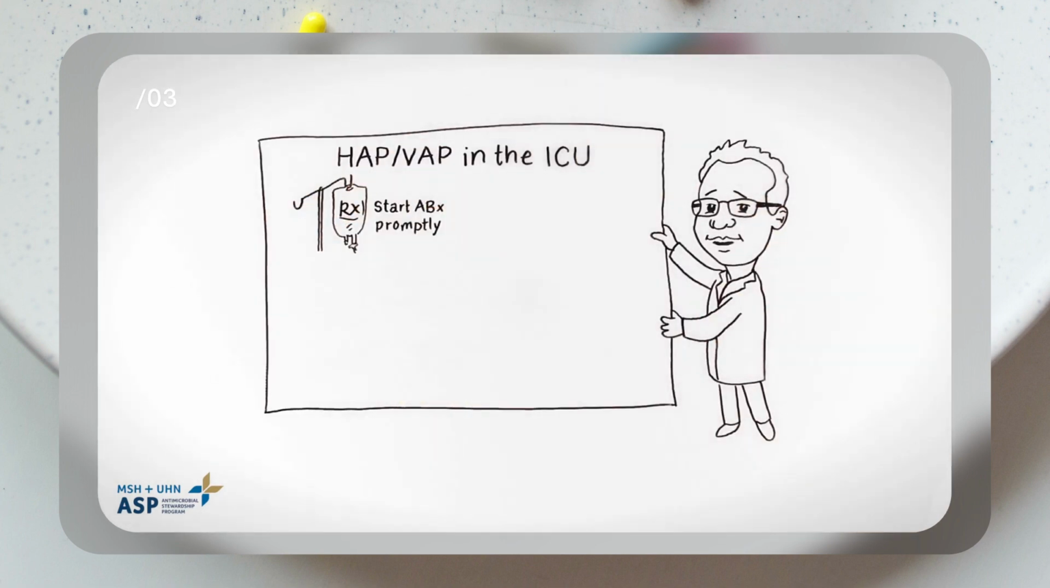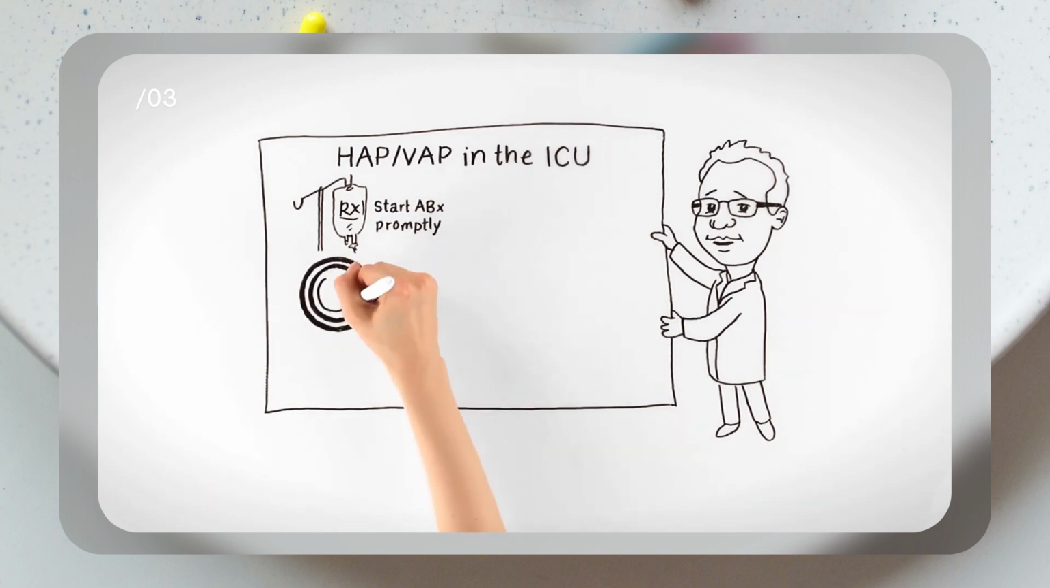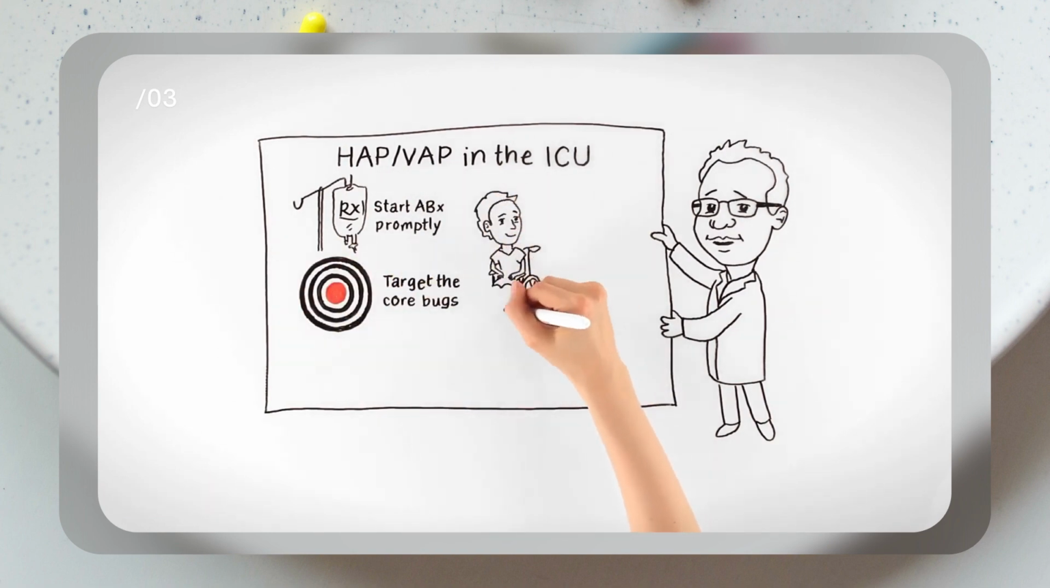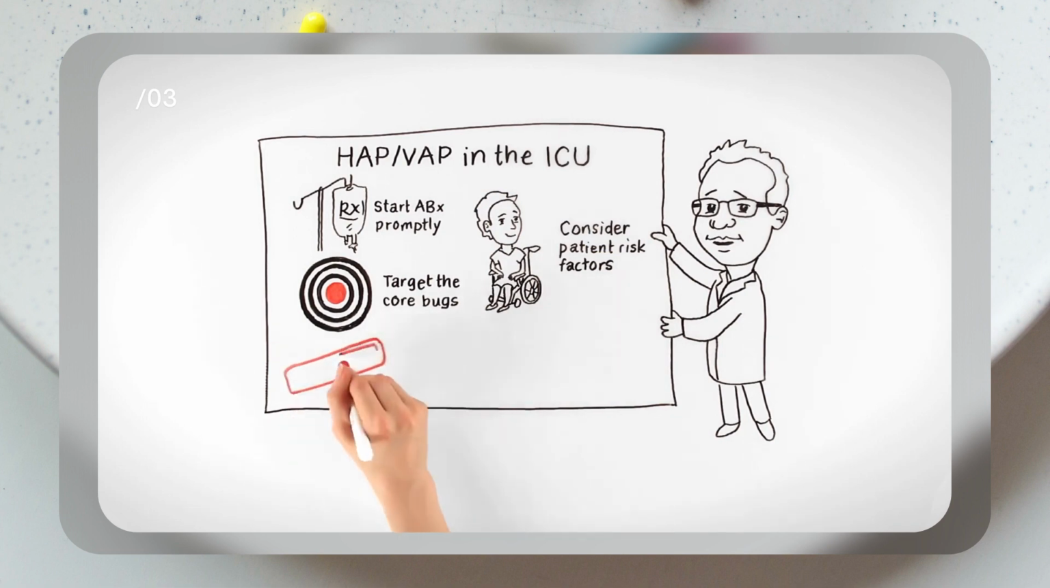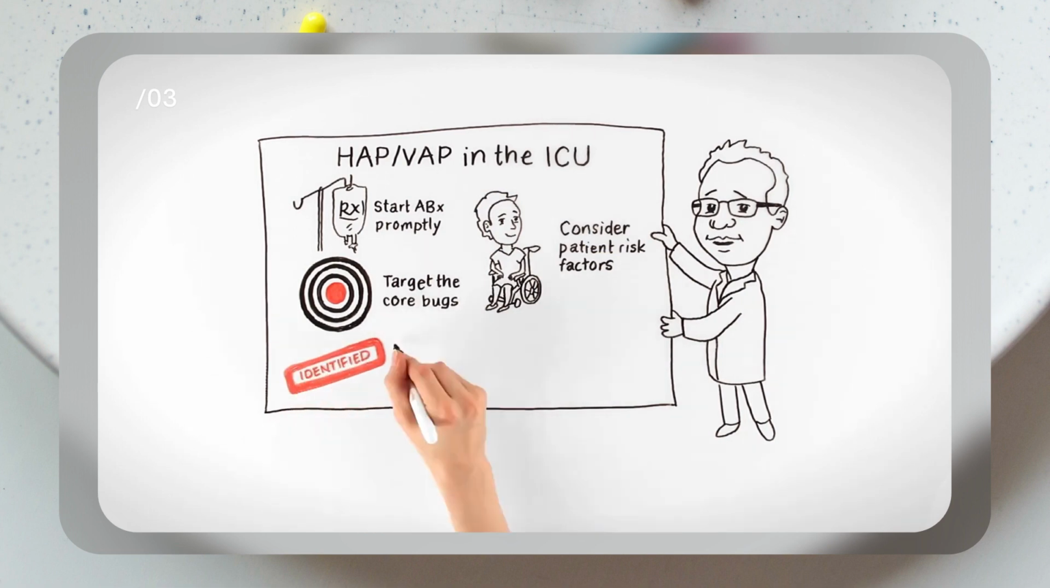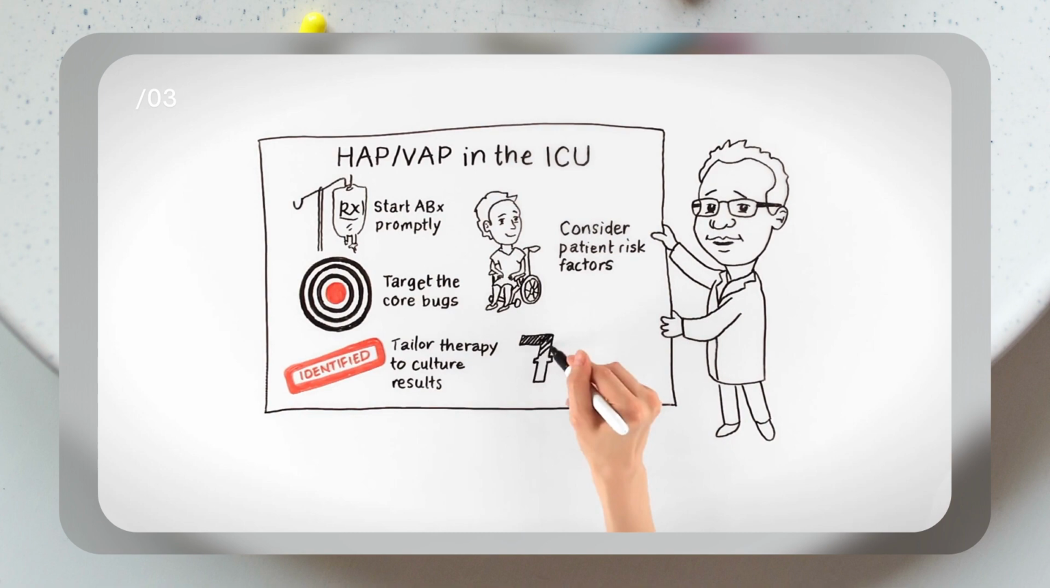Key messages: start antibiotics promptly. Target core bugs. Consider patient risk factors. Combination therapy should be tailored once culture results are available, and treat most patients for 7 days.